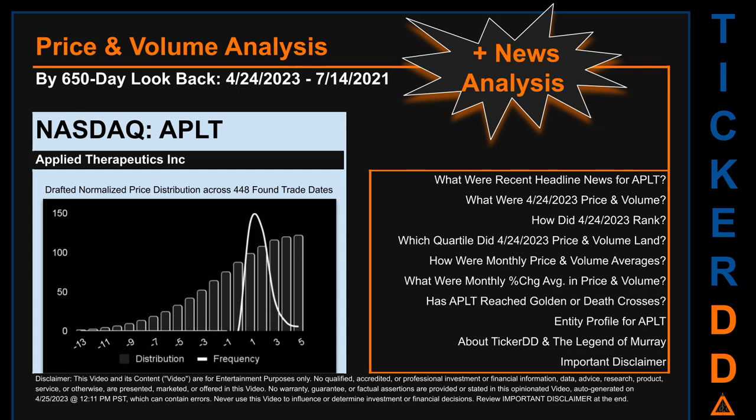Remember that this is just a drafted, in-progress, observational model to best fit abstracted third-party data into various opinionated views. Before we jump into price and volume analysis, let's look at recent headlines for APLT.